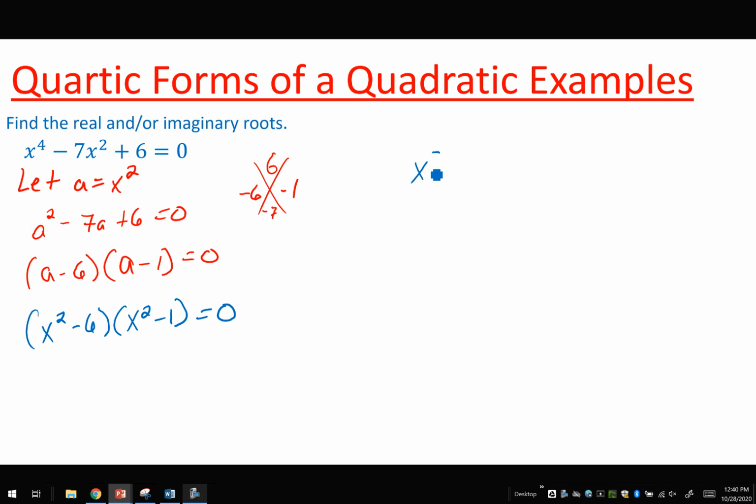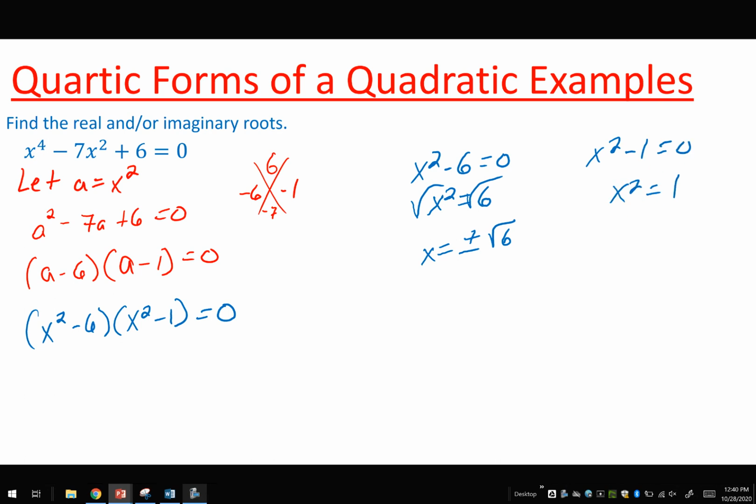I need to solve each of these. So x squared minus 6 equals 0 tells me that x squared would be a positive 6. If I square root both sides, x would be plus or minus square root of 6. The square root of 6 is not one that I can simplify. There's no negatives to pull out an i. There's not a factor that's a perfect square. And then x squared minus 1 equaling 0 tells me that x squared would be 1. So if I square root both sides, x would be plus or minus square root of 1. What is square root of 1? It's 1. Okay, so x would be plus or minus 1.